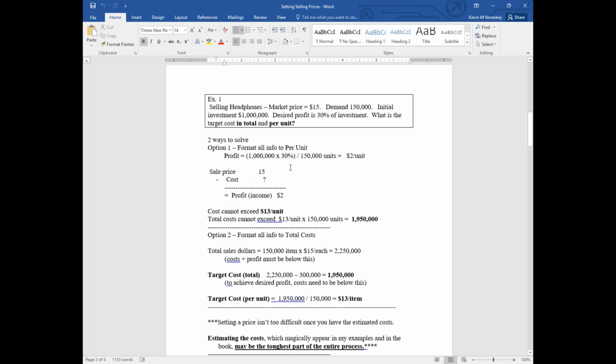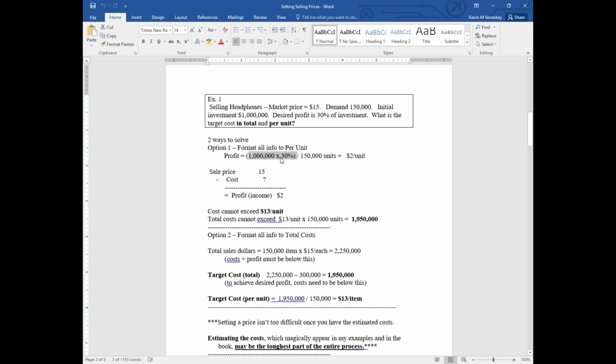All right, so the first way to solve this one is let's turn everything into a per unit basis, which is what our sale price. We know we want to sell it for $15, and we think at that price we'll sell 150,000 units. So let's break everything down. Let's break our cost and our profits also down into per unit. So our profit, if we want to make 30%, which was probably pretty high, but we'll keep it at that for now. 30% says that's going to be 300,000.